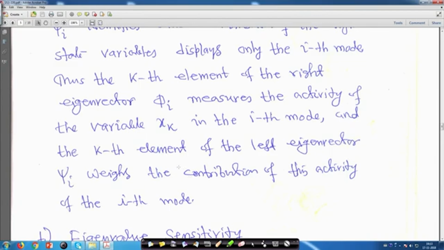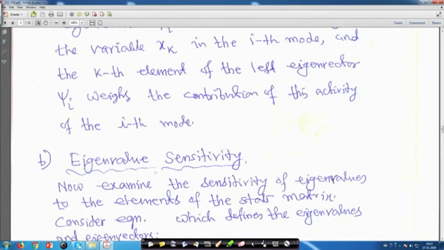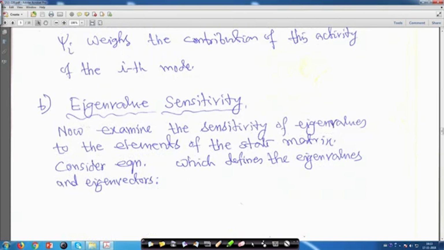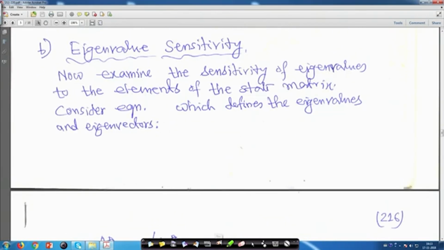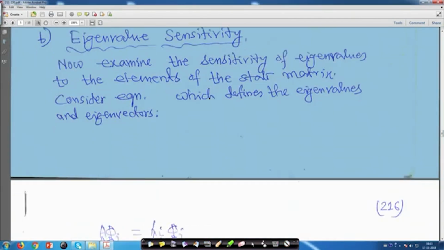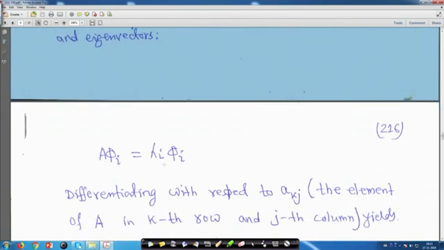This is the meaning. Now, from eigenvalue sensitivity, slowly we will go to the participation factor. Now, examine the sensitivity of the eigenvalues to the elements of the state matrix. Consider the equation which defines the eigenvalues and eigenvectors. Previously we have taken this equation for the dynamic system, and it is rewritten here: A phi i is equal to lambda i phi i.